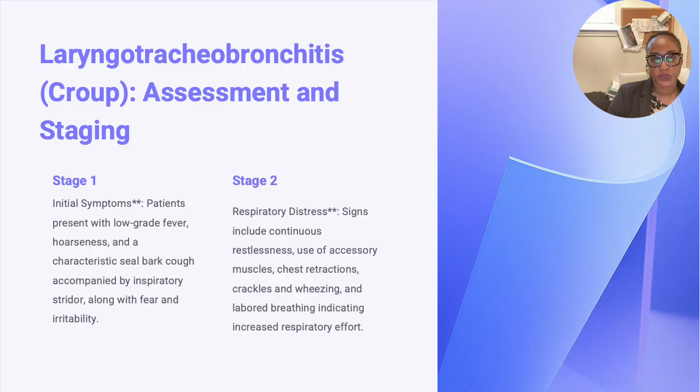Then in stage 2, you may notice continuous restlessness, retractions, use of accessory muscles, crackles and wheeze, labored breathing or labored respiration. And then in stage 3, continued restlessness is going to be noted, anxiety, pallor, diaphoresis, tachypnea, signs of anoxia and hypercapnia. In stage 4, it will be intermittent cyanosis, progressing to consistent cyanosis, apneic episodes, progressing to cessation of breathing.